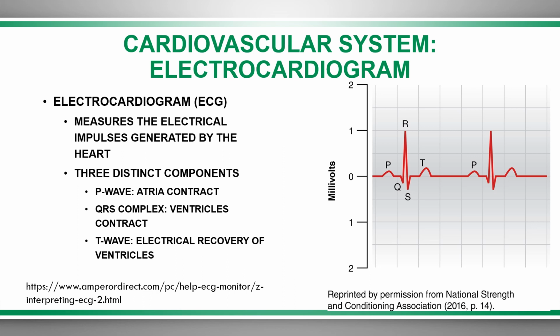The P wave occurs when both left and right atria are full of blood and the SA node fires. The signal causes both atria to contract and pump blood to the ventricles, or the lower chambers. Any abnormality is generally associated with the SA node and the atria.